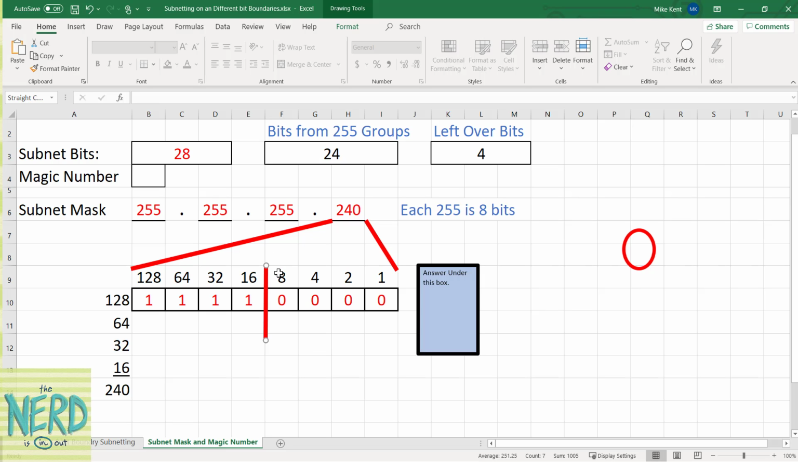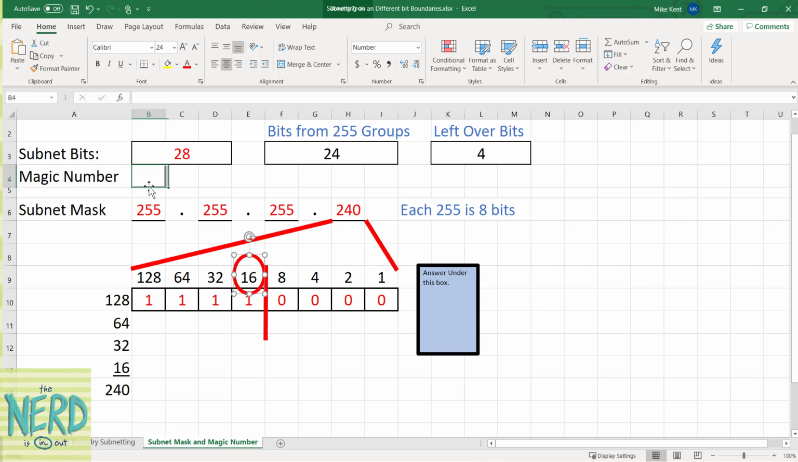And on your piece of paper, you should actually draw a line right here. And then in addition to that, you're going to take that first number to the left of the dividing line and put a circle around it, because that is our magic number. And having that magic number makes subnetting on an arbitrary bit position easy. It makes it very easy.